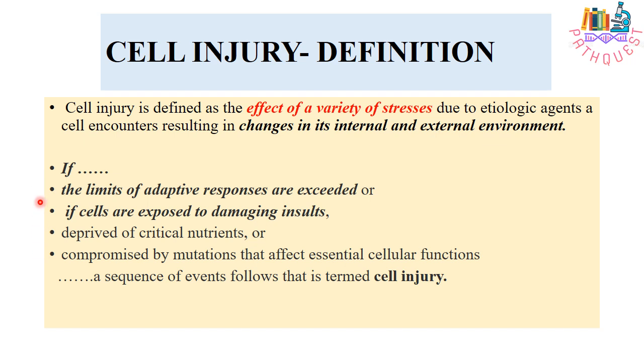So all these consequences result in a sequence of events which is called cell injury. So let's again revise. Cell injury is defined as the effect of a variety of stresses due to etiologic agents a cell encounters, resulting in changes in its internal and external environment. Let's see the process of cell injury in detail.